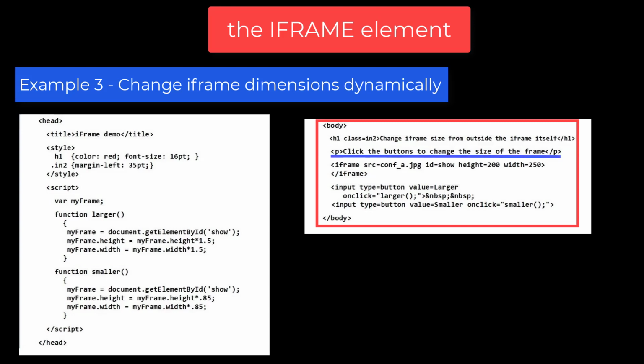Now in the body, I have h1 class equals in2, change iframe size from outside the iframe itself. Click the buttons to change the size of the frame. Now iframe source equals conf_a.jpg, id equals show, height equals 200, width equals 250, end iframe. And then two buttons, one value larger that invokes the larger function when it's clicked, the other with a value smaller that invokes the smaller function when it's clicked.